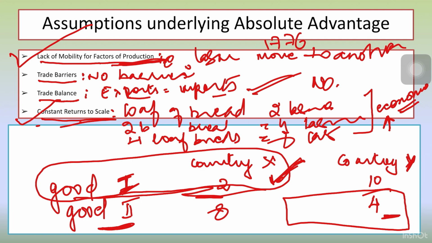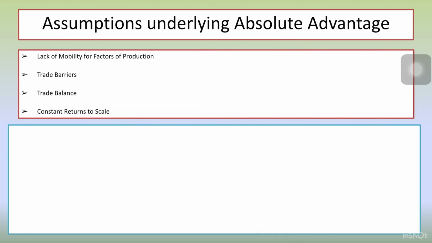So in absolute advantage, what we are doing is comparing the goods of the different countries. Which country can produce its goods efficiently? That country is going to produce that particular good only, and it is going to import the other good. So in this case, country X is going to produce good 1 and import good 2, and vice versa for country Y. I hope this is clear to you guys.